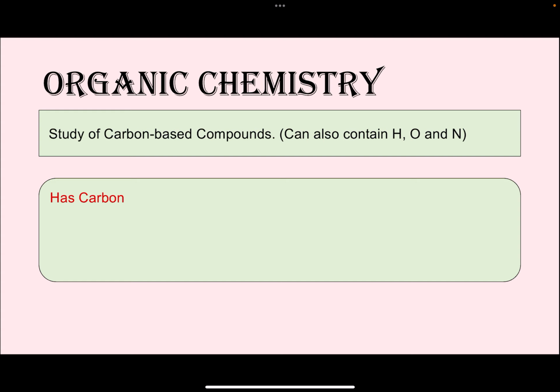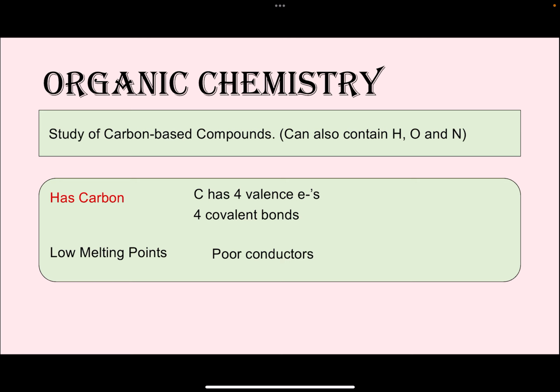Some of the properties of organic compounds are that they do have carbon, and remember that carbon has four valence electrons, which means it can make four more bonds, so covalent bonds. Carbon can share those four electrons to make four covalent bonds. Organic compounds in general have very low melting points. They are poor conductors of electricity because it's very hard for them to dissociate or have charged particles moving around, and they also are very slow reactors. Organic reactions are extremely slow compared to other chemical reactions.